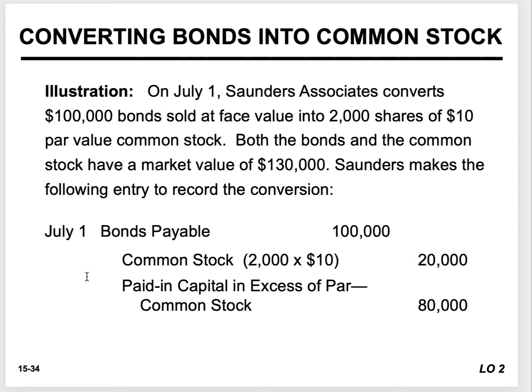What journal entry do we have to make? Well, let's think about this. Bonds payable go away. So we had $100,000 in bonds payable. We need to debit that to eliminate the bonds payable. We hit common stock for the par value, so 2,000 shares times $10 gives me the $20,000. That's the number of shares times the par value. The difference, we see that there's an $80,000 difference within this journal entry. That's the paid-in capital in excess of par, common stock.